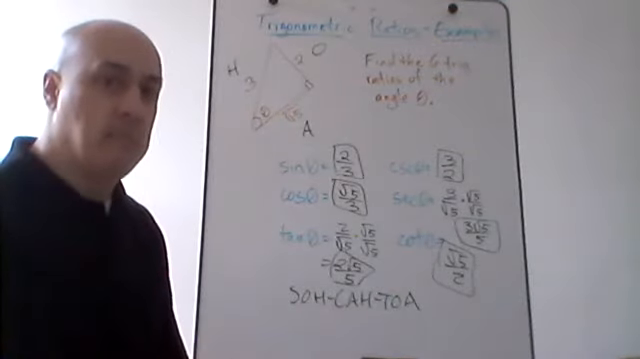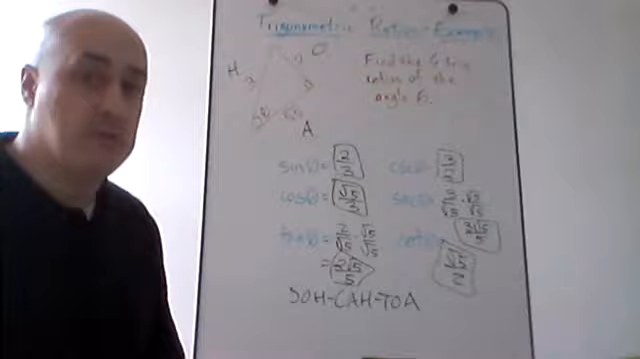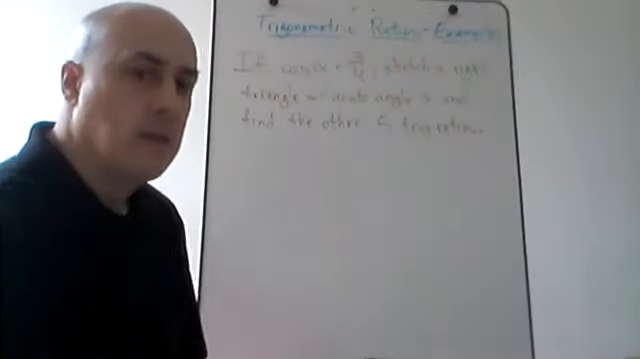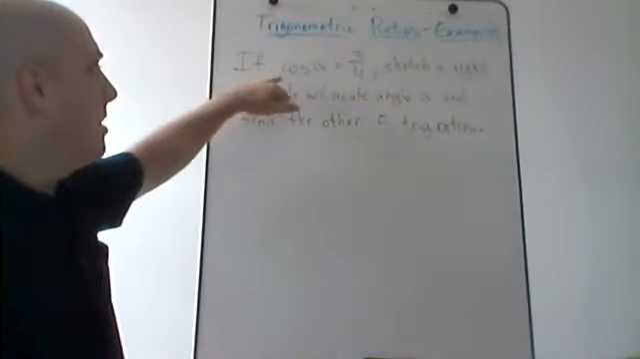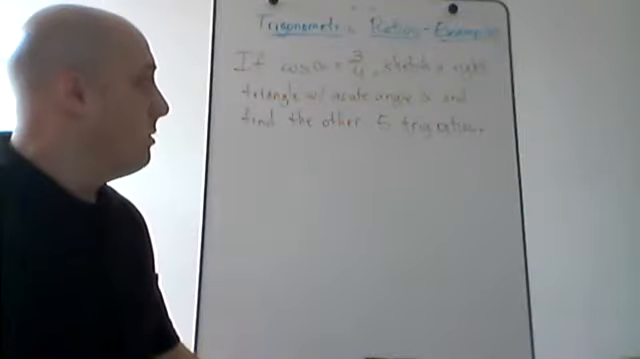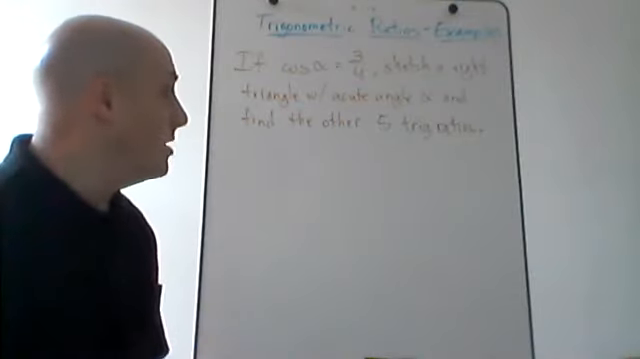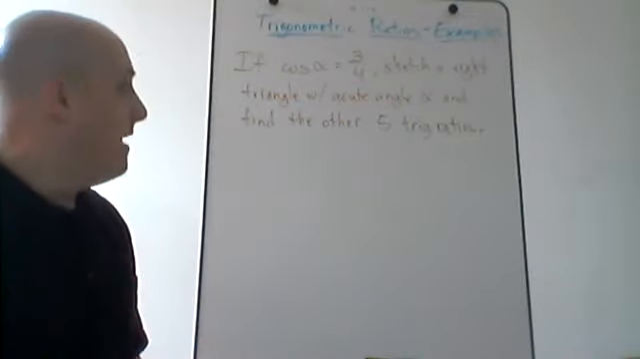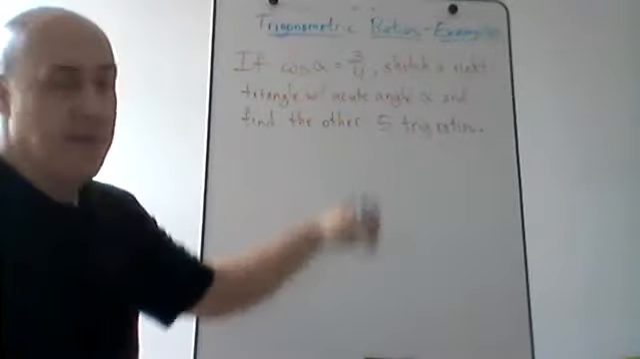I'm going to put up another example where we do something similar working with these trig ratios. All right, next example. If cosine of alpha equals 3/4, sketch a right triangle with acute angle alpha and find the other 5 trig ratios of that angle alpha.